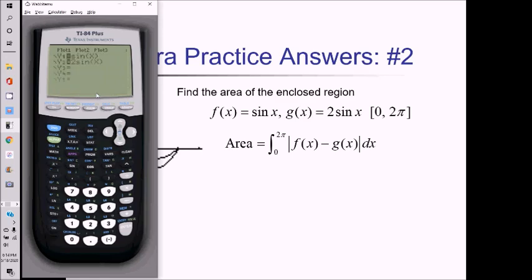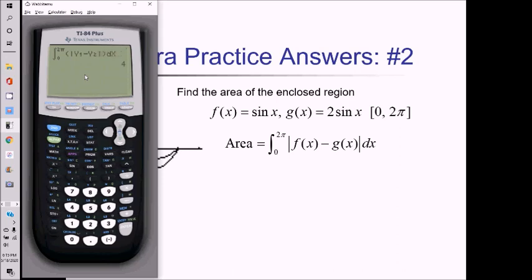Just taking a quick look here. Again, sine of x was y1, 2 sine of x, the g function, was y2. Let me go back into my absolute value here. We do alpha trace y1 minus alpha trace y2, dx.